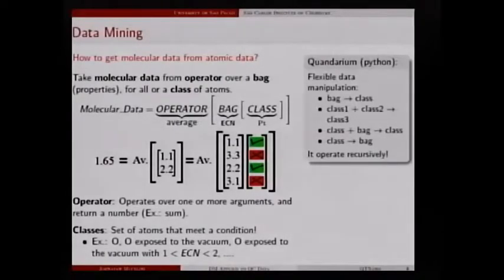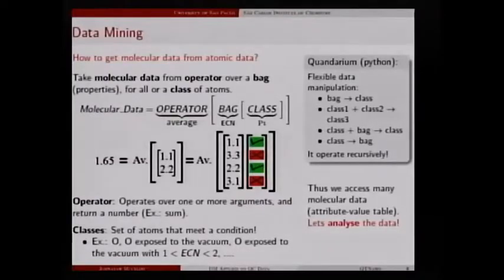To do it, I also employed my package, which basically can take a bag, the information, and from that take a class, combine a class, take a class in a bag, and take a class from that, and go directly from a bag to a class. So it's very flexible. You can treat all your atomic information with this package completely recursively, no matter if your molecules have a different quantity of atoms or things like that. So with that, we analyzed our data, and we have the attribute value table.